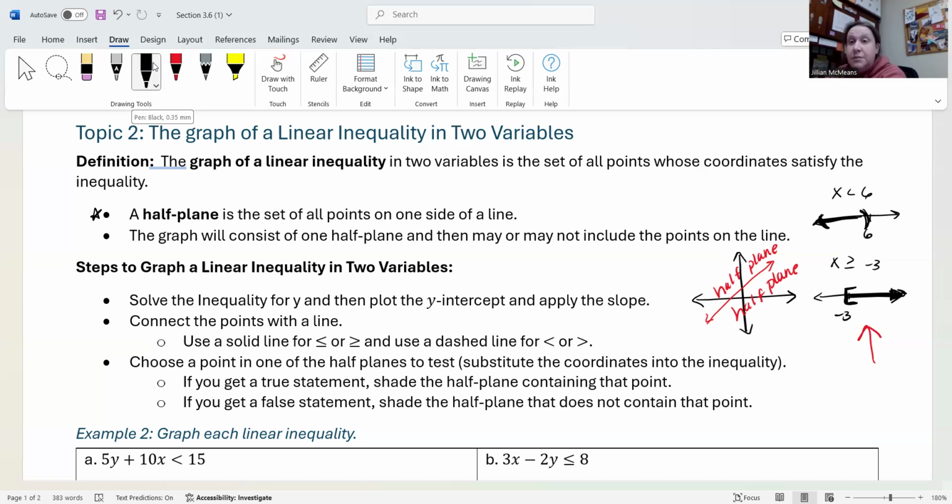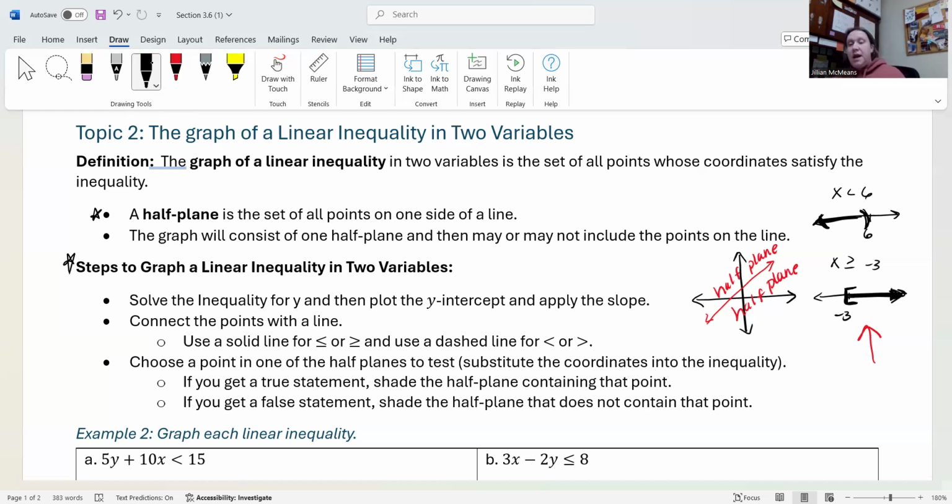All right, so steps to graph a linear inequality in two variables. First, you solve the inequality for y. To me, it's just the easiest way to do this, the way where you have the fewest mistakes. So it's my preference that you solve the inequality for y and then plot the y-intercept and apply the slope. Starting off, this is going to feel very much like graphing an equation in two variables. You solve for y, figure out what the y-intercept is, plot it, apply your slope, and then you tap the brakes, because the next step is where things get a little different.